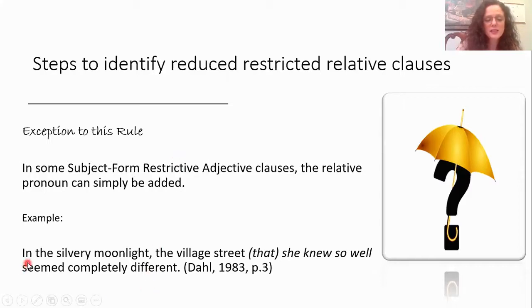So let's look at this example. In the silvery moonlight, the village street that she knew so well seemed completely different, okay? So all you need is the relative pronoun, okay? And notice that the word immediately following is not one of those three situations that we talked about: a present participle, past participle, or an adjective followed by a prepositional phrase, okay?